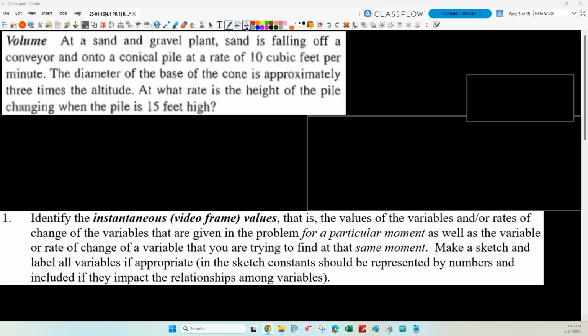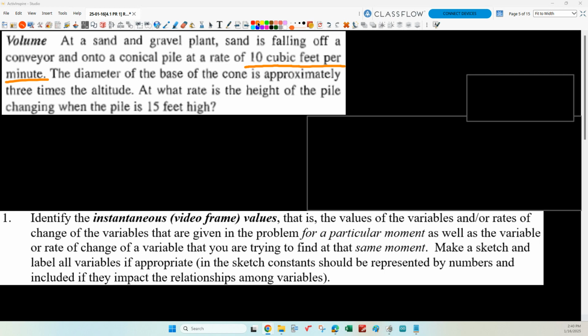So at a sand and gravel plant, sand is falling off a conveyor onto a conical pile at a rate of 10 cubic feet per minute. So what is that, by the way? What quantity is that giving us? 10 cubic feet per minute. Is it V? It's not V. 10 cubic feet would be a volume, but it's giving us what? A rate. Yeah, so it's not V, it's V dot. It's a rate of change of V, right?